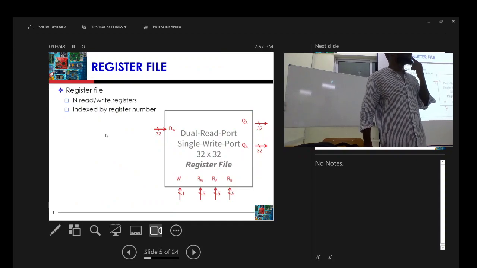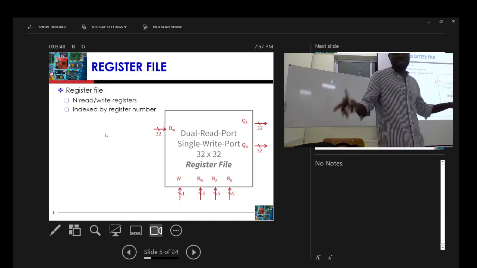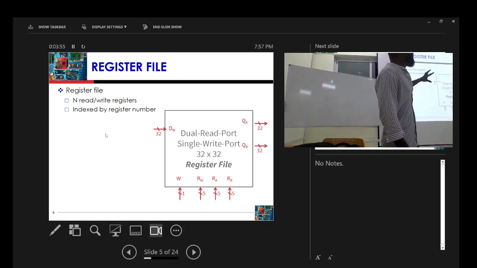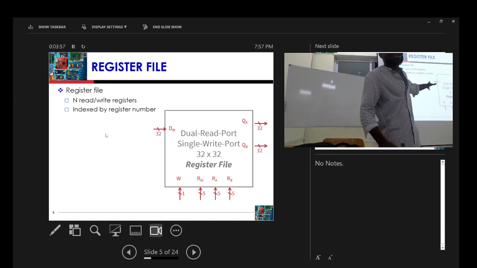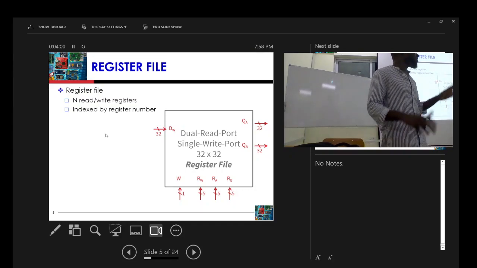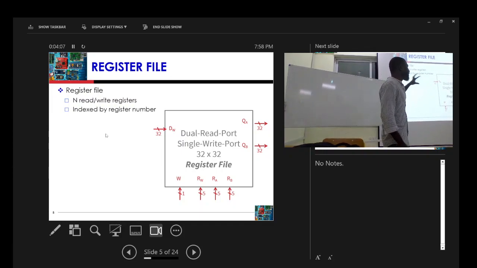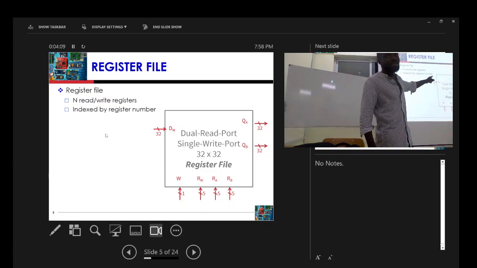Everything I'll be talking about is based on the exam, so pay attention. We don't have time. You'll be given a design like this, and then I'll be asking you to do some little calculations and then draw the internal architectures of stuff like this. So, this is how the input and output of a register file looks like. Have you seen it? This is called a two read port single write port 32 by 32 register file.